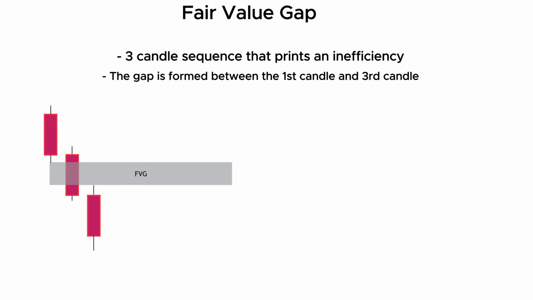On the left, we can see that there is no overlap between the lower wick of the first candle and the upper wick of the third candle. Therefore, it leaves a fair value gap. On the right, we can see that the lower wick of the first candle overlaps with the upper wick of the third candle. In this case, we do not have a fair value gap.